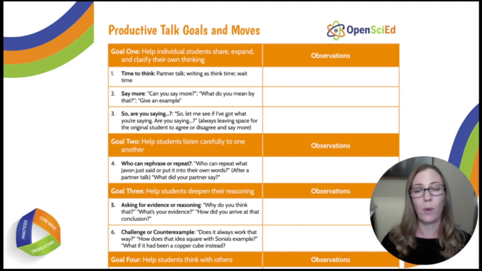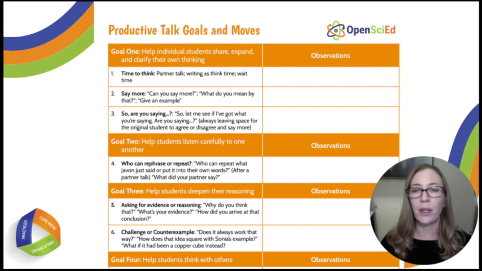You might ask them, so what's your evidence? Or how did you arrive at that conclusion? You're going to really deepen their thinking. And the other one would be challenge or ask for a counterexample. So, does it always work that way? Can you think of an idea that is opposite of that? Or does this idea square with so and so's example? So, these are ways to really help them deepen their reasoning.